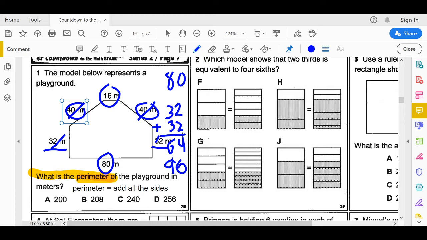Now that I have found these three numbers, 80, remember 80 comes from 40 plus 40, I also added 32 plus 32, and I also added 80 plus 16. That was 96. I'm going to cross them out. I already have these three numbers, but of course I have not finished. My last step is going to be add the three numbers together.